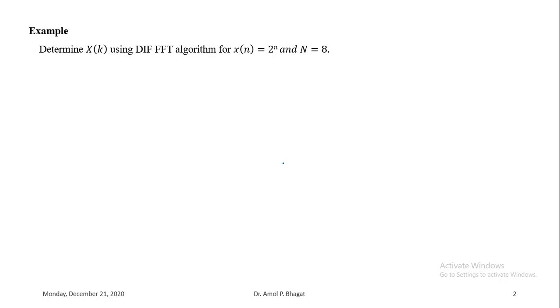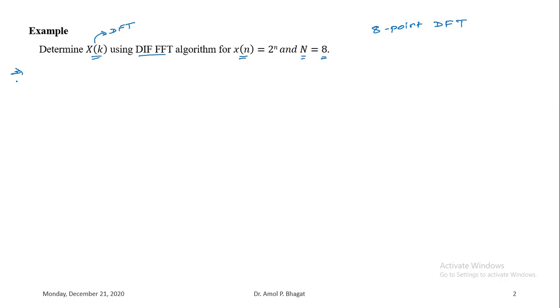So here is the example. Here we have to determine X of k, that is nothing but discrete Fourier transform by using DIF FFT algorithm. So here we will be using decimation in frequency algorithm for identifying this X of k for the given discrete time signal x of n. x of n is given in the functional form, that is x of n is equal to 2 raised to the power n, and here the value of capital N is 8. That means we are going to identify 8-point DFT here, right?